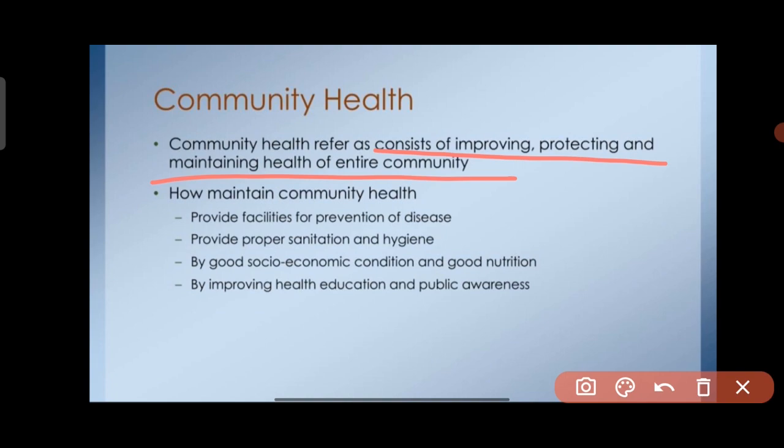Okay, so how can we maintain community health? Provide facilities for prevention of disease. मतलब हमें डिजीज़ ना हो ऐसी फैसिलिटीज़ प्रोवाइड करनी है. Then provide proper sanitation and hygiene. Means sanitation means cleanliness, या तो हम कह सकते हैं डर्टी एनवायरनमेंट क्रिएट ना करके. Okay, good hygiene conditions. Then by good socio-economic conditions and good nutrition, this you know, right, we studied in the conditions.